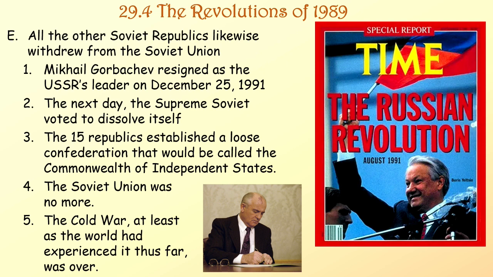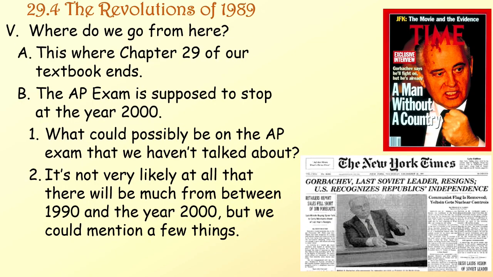Mikhail Gorbachev resigned as the USSR's leader on December 25, 1991, and the next day, the Supreme Soviet voted to dissolve itself. The 15 republics established a loose confederation that would be called the Commonwealth of Independent States. The Soviet Union was no more. The Cold War, at least as the world had experienced it thus far, was over.